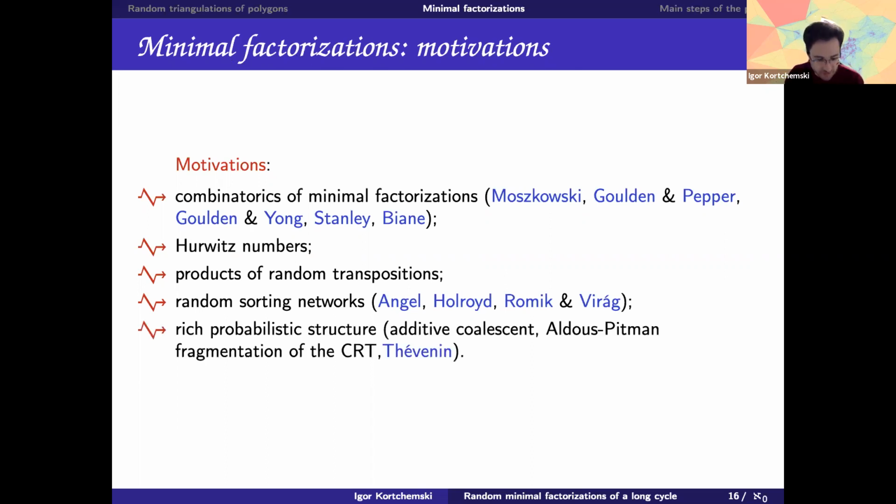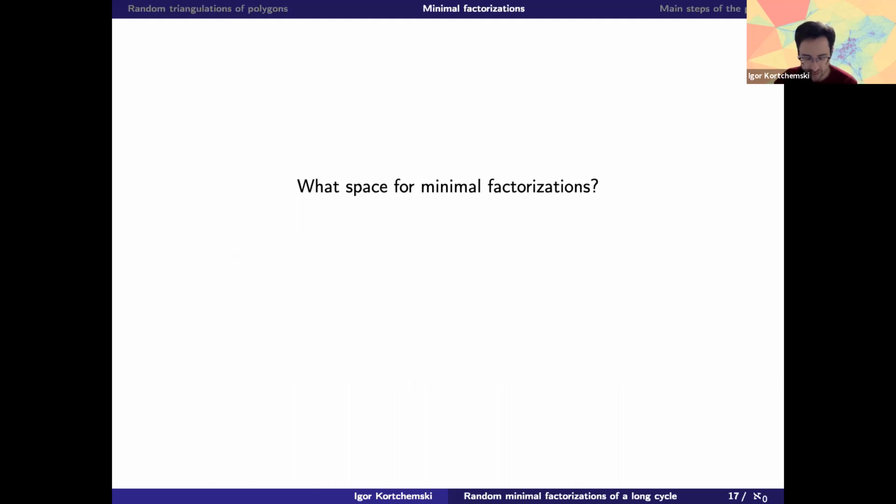It turns out this model also has a rich probabilistic structure, with connections with the additive coalescent and the Aldous-Pitman fragmentation of the CRT. This was explored by Paul Thévenin. And to obtain limit theorems on random large minimal factorizations of the long cycle, we need to find a space for minimal factorizations. And here is the connection with the first part. We will also view them as drawings, as compact subsets of the unit disk. Now I will explain how, since this seems maybe a bit strange.